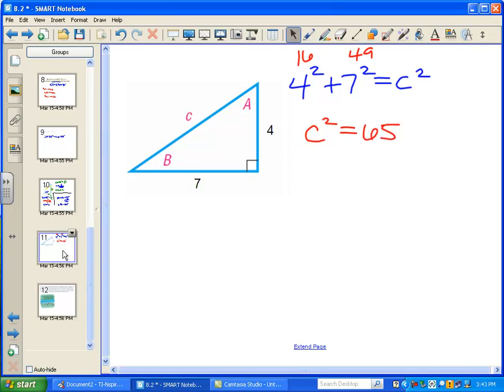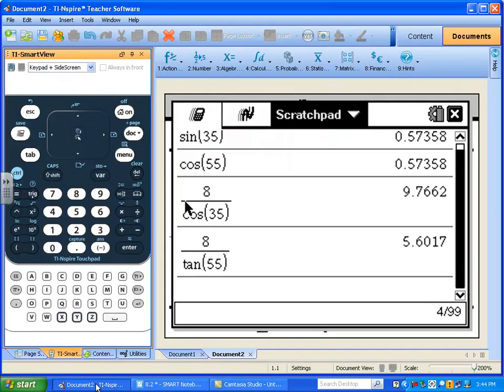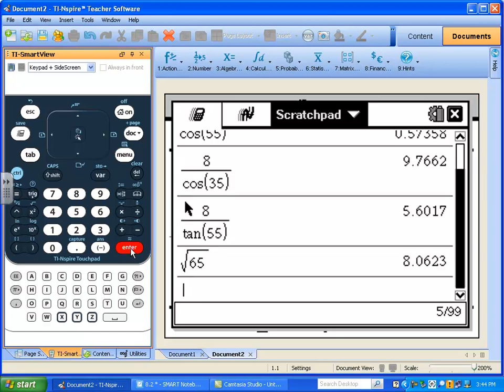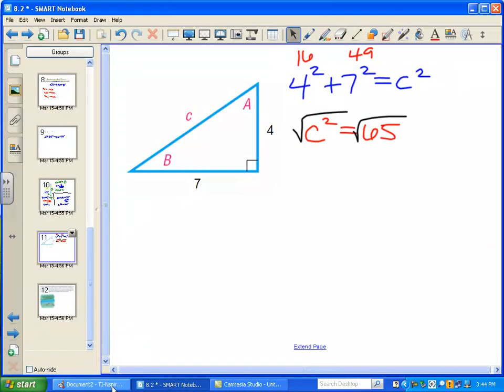And you could have done that in the calculator as well. And then we're going to solve for c. We'll take the square root of both sides. And then going into the calculator, since I have not memorized the square root of 65 by heart, and I call myself a math teacher, right? That's 8.06. So that means that c is approximately equal to 8.06.